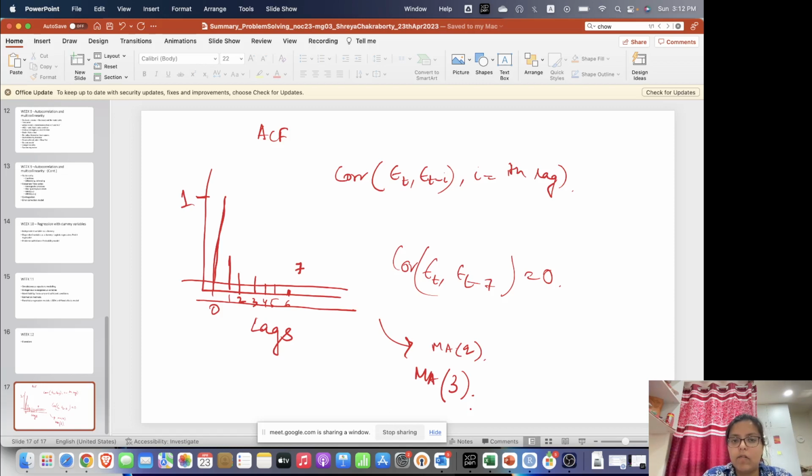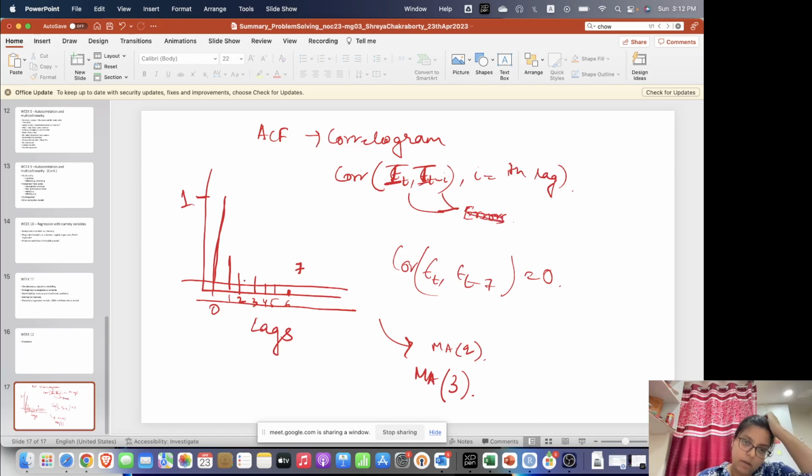Is it clear? This is the autocorrelation function, we actually call it the correlogram, and these are the errors. We say errors because of the irregular part. Let's say this is the irregular part. The correlation between these gives us the ACF, and this is how we should determine the order of the process.